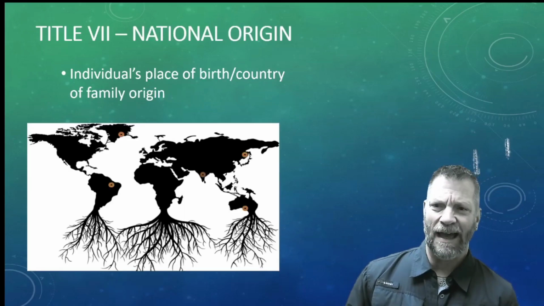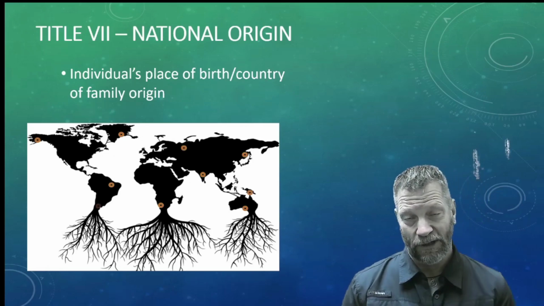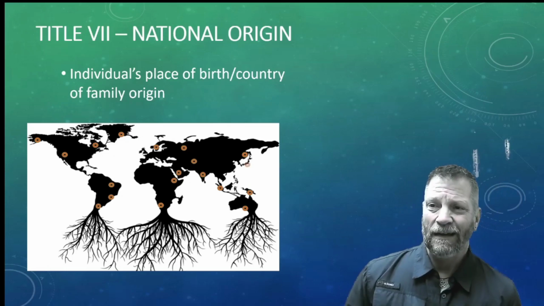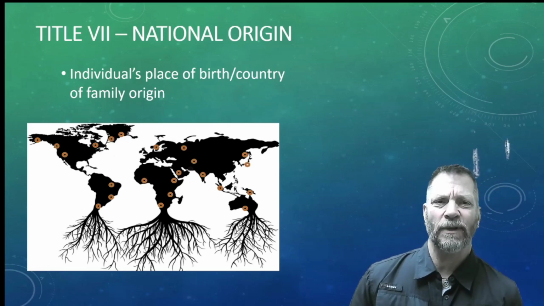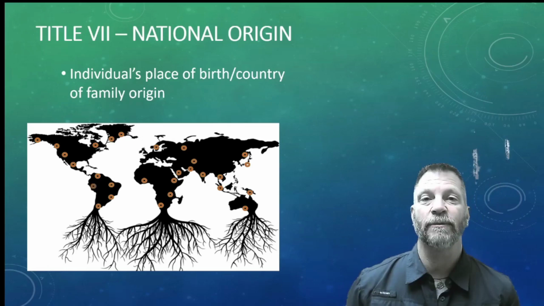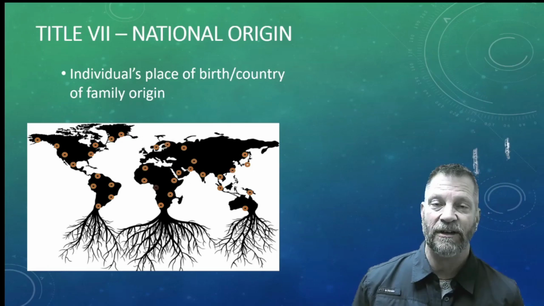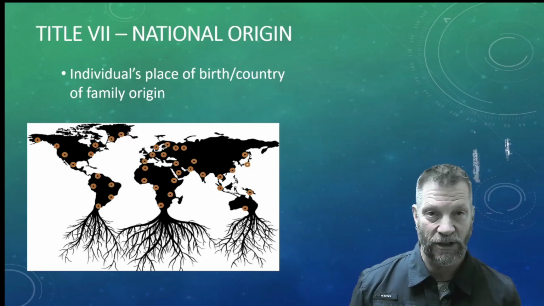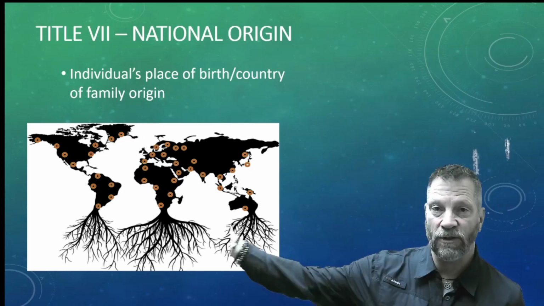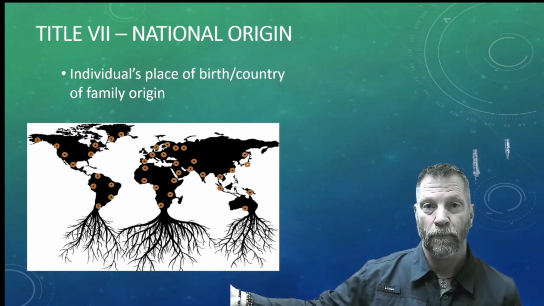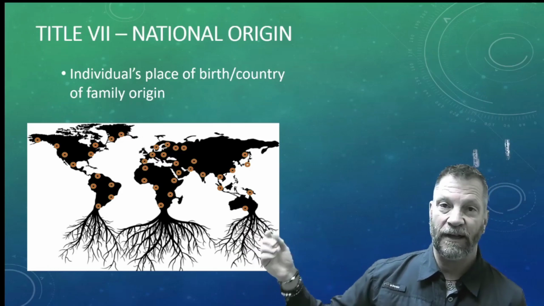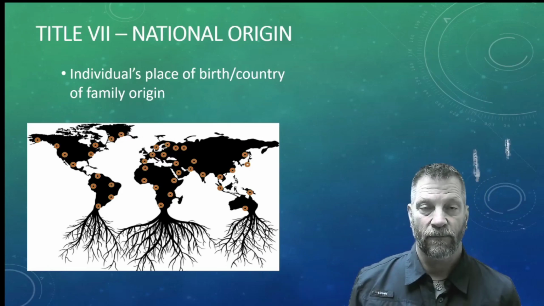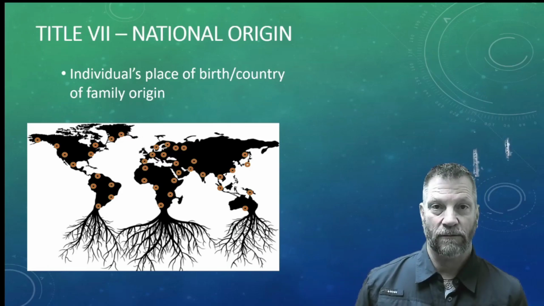National origin is the last of the 5 protected categories listed under Title VII of the Civil Rights Act of 1964. National origin is an individual's place of birth. That's for first-generation immigrants. If you're second or subsequent generation immigrant, then it's your family's country of origin, right? What country does your family originate in? Maybe your mother came from Turkey and your father came from Japan? That's your national origin.